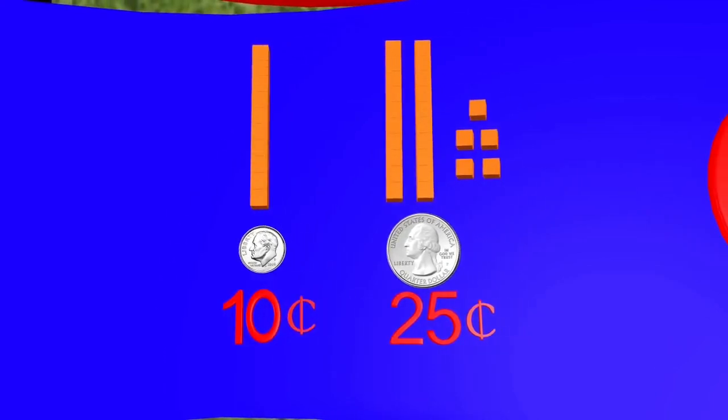Okay, can you tell me which coin is worth more, the dime or the quarter? The quarter is worth more. We can see that the dime is worth 10 of these blocks, and the quarter is worth 25 of these blocks. A quarter is worth more than a dime.